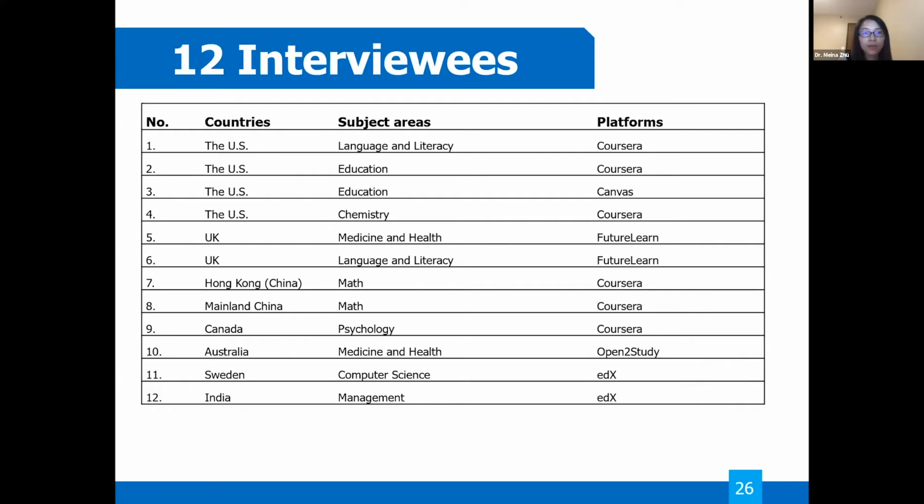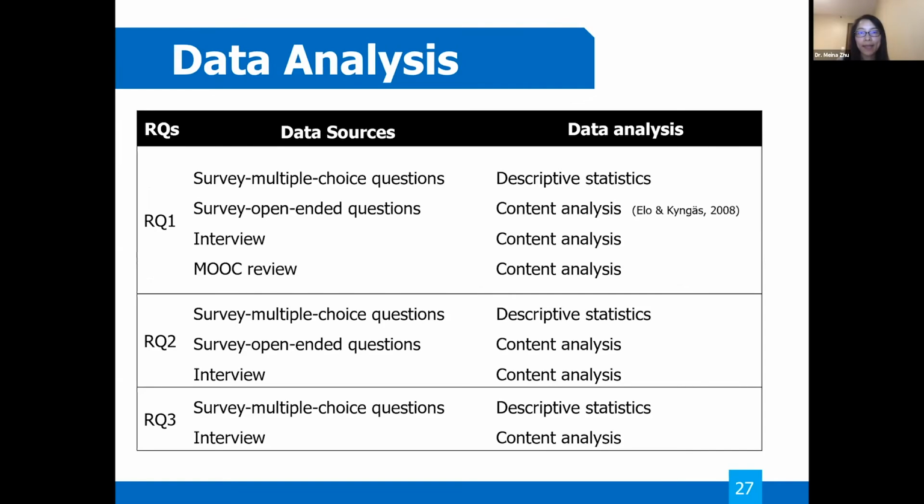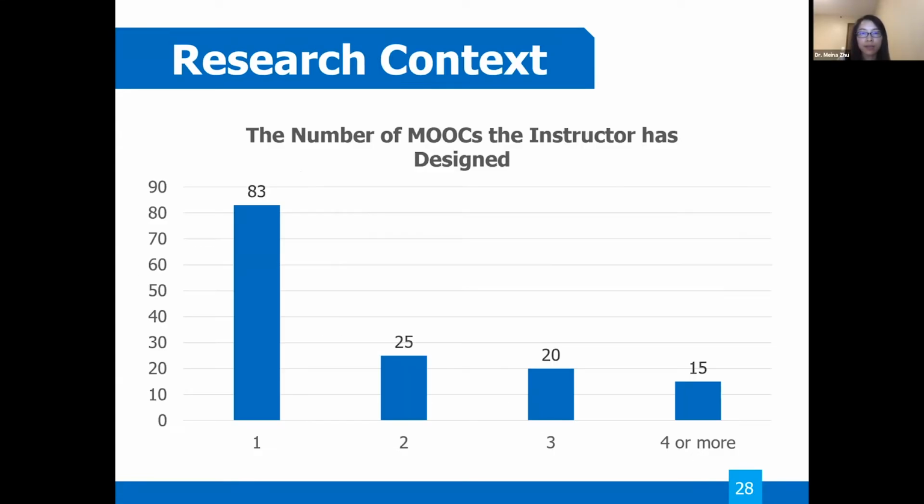Next, please. This table shows the demographic information of the 12 interviewees. They are from different countries like the US, UK, and they have different subject backgrounds like education, chemistry, and math, etc. To increase the validity and reliability of this study, for each research question, we use at least 2 data collection and analysis methods. For quantitative data, we use descriptive statistics. For qualitative data, we use content analysis.